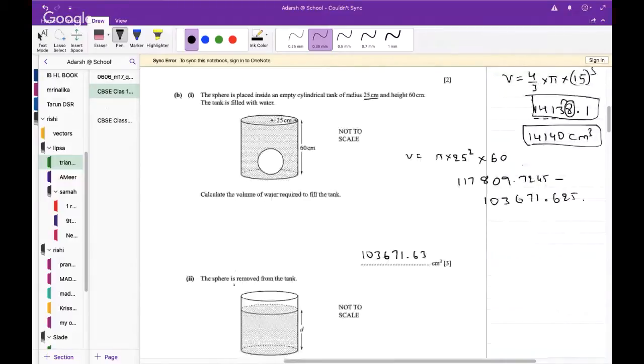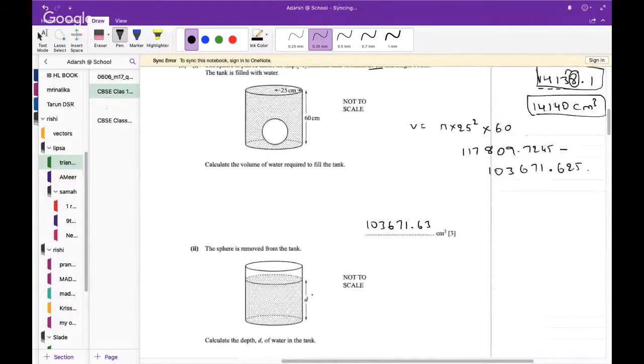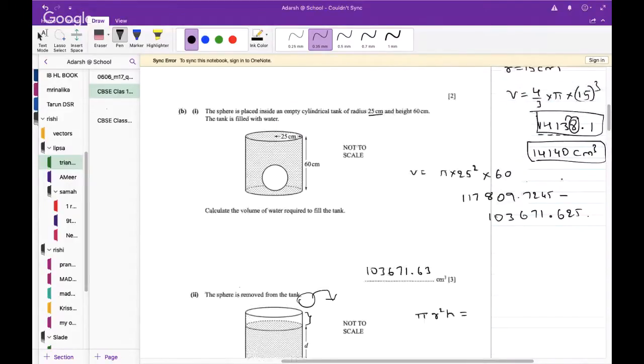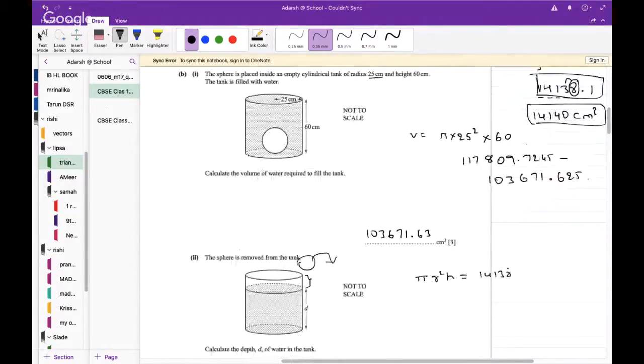Next, read the next part of the question. A sphere is removed from the tank, so figure out the depth of the water. Now when you remove the sphere, an equivalent volume of water is displaced. Hope you can understand. The volume of water which is going down is equal to the volume of the sphere. So pi r square h is equal to the volume of the ball. What was the volume of the sphere? 14138.1.